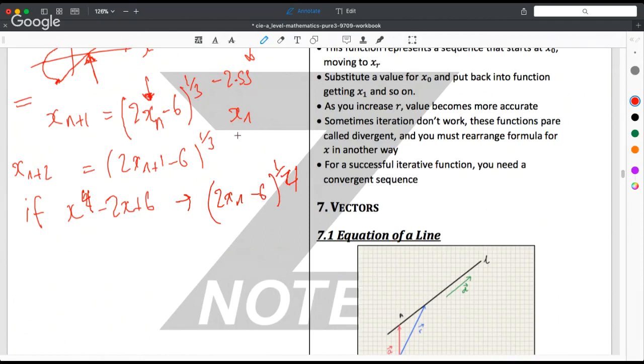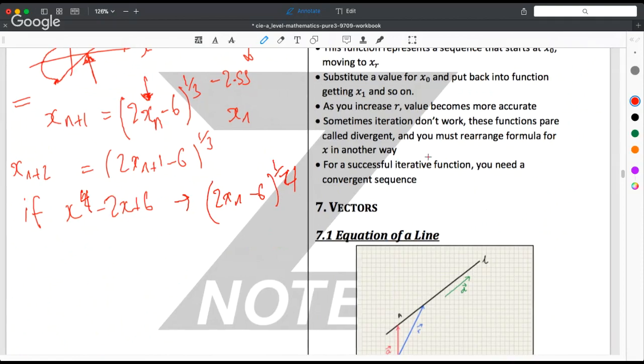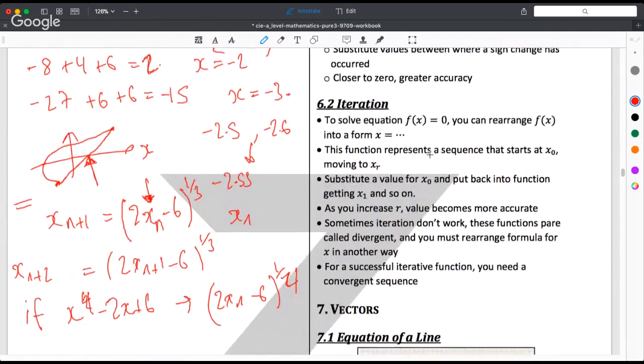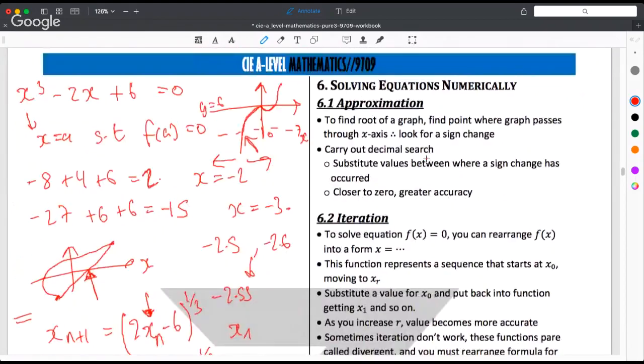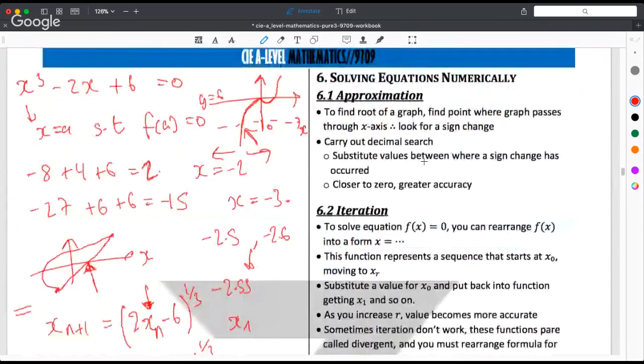Just to reiterate, you can't just choose some random value. They'll often give you a value, or a range of values to choose from. And then when you put that number in, the process will converge. As you try and find the n+1 value, it will get closer and closer to some value, and you can use that value. Okay, so that's what iteration is, and I think that's basically the topic.